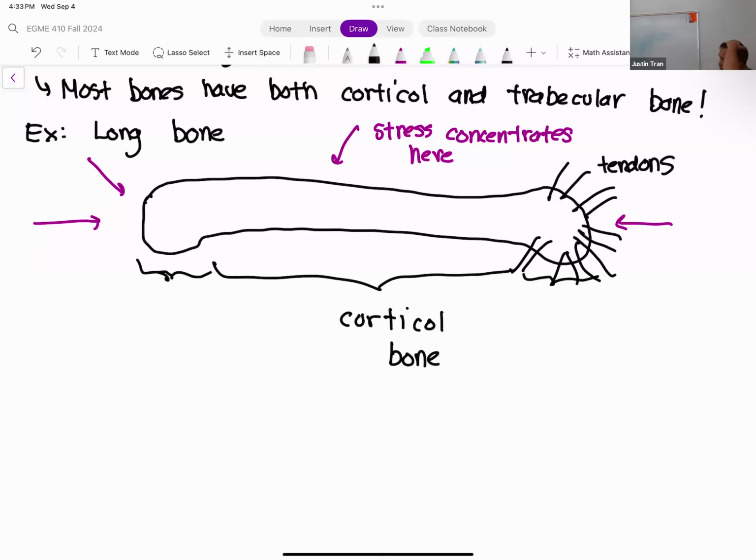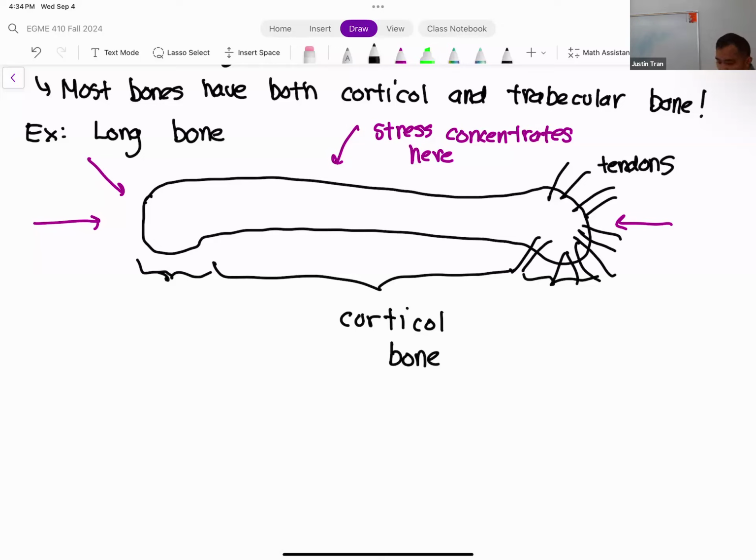Tendons and ligaments and so on and so forth. I don't know if I mentioned this last week, but tendons are connective tissue in your body that connects your muscles to the bones, whereas ligaments are connective tissue that connects bone to bone. Okay? And for the most part, those attach at the ends.